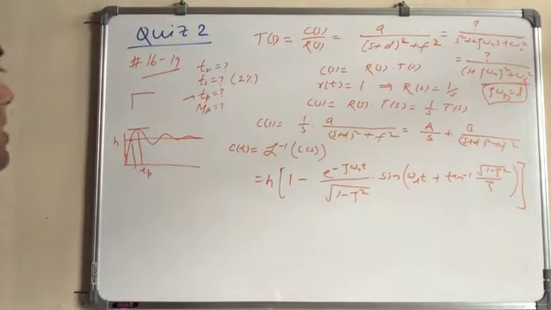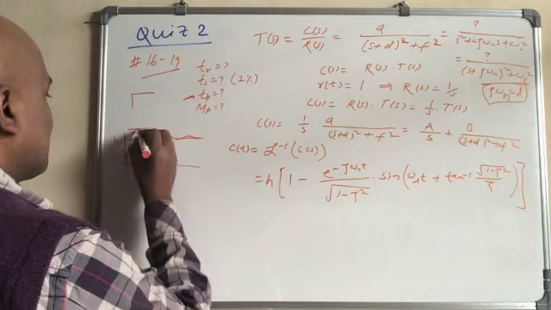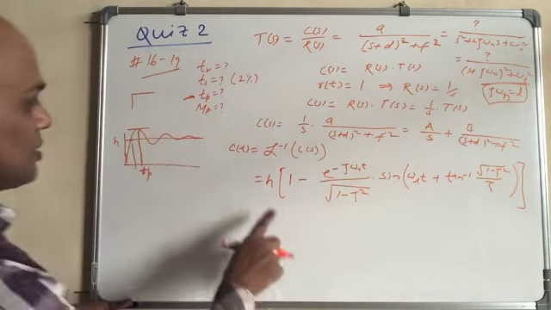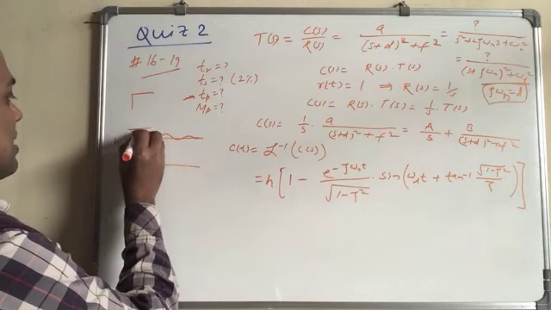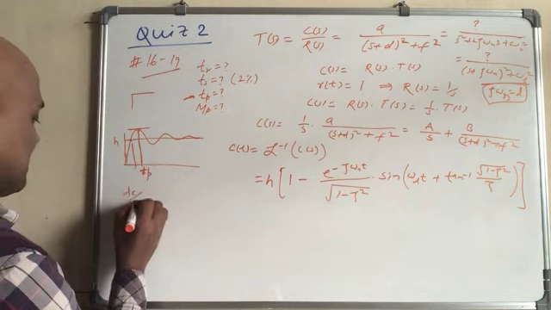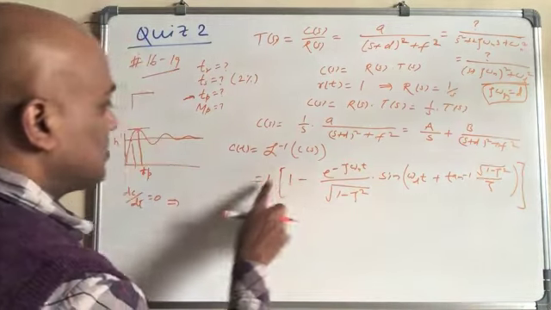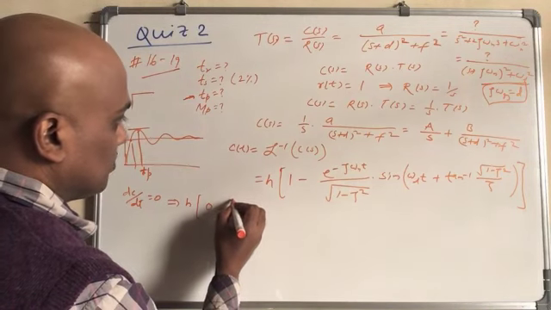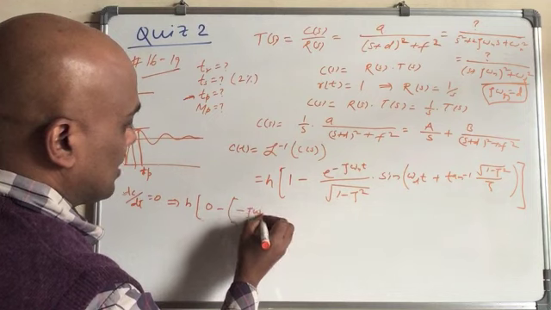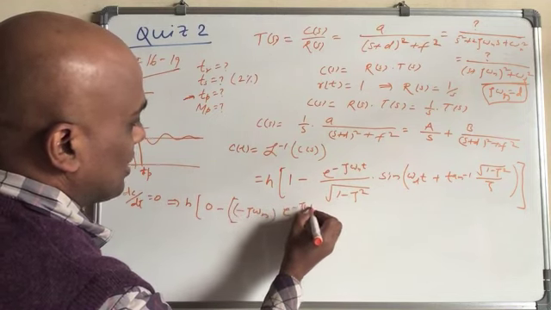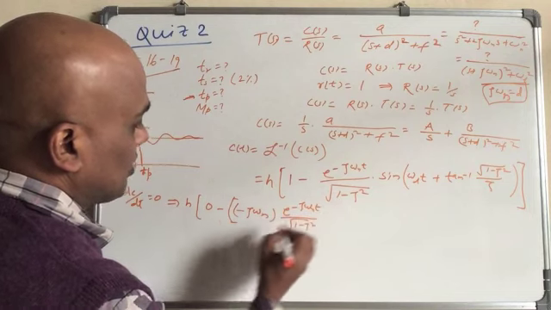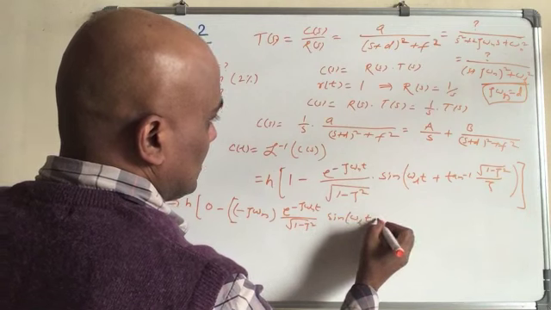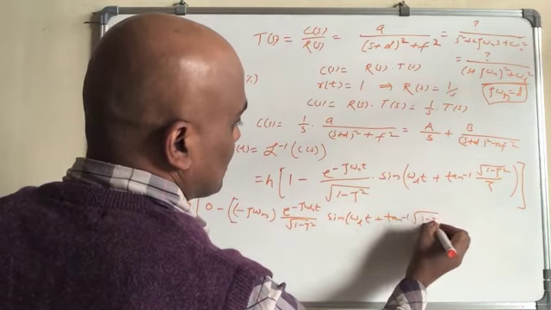So next question is finding out the peak time. The peak time is nothing but here. So this is the peak time, where it is the maximum. How will you find it? You find it by taking the slope and making it equal to 0. So dc/dt will be 0. We can differentiate this one, and what we get is h' of 0 minus, from here we get minus zeta omega n, and then e to the power minus zeta omega n t divided by root 1 minus zeta square, and then we have sine of omega d t plus tan inverse root 1 minus zeta square over zeta.